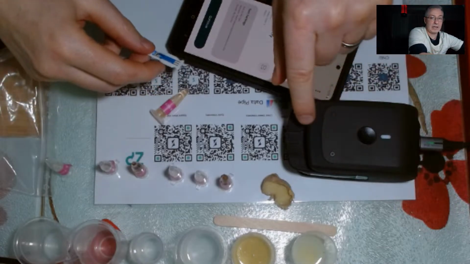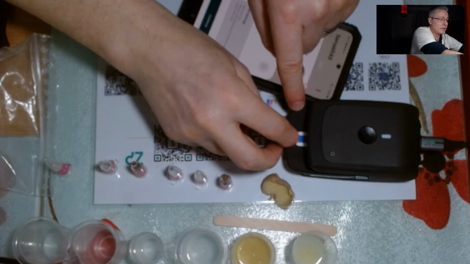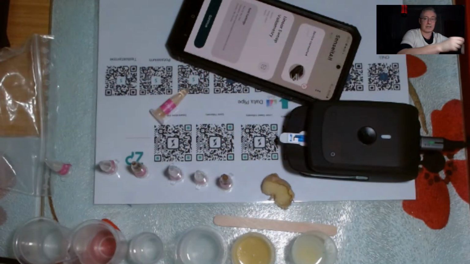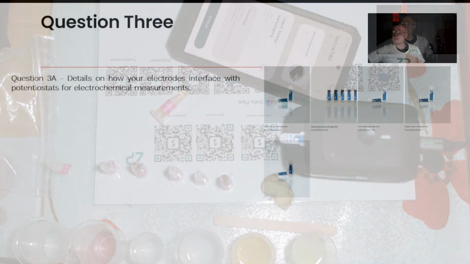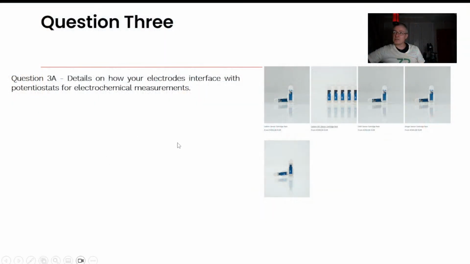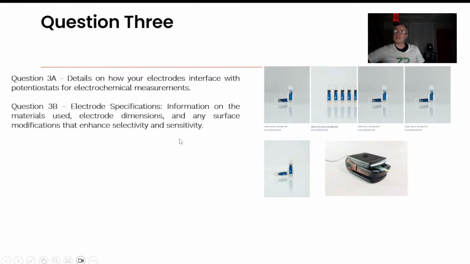It's not hard to align. I can literally just drop that in like that. That's locked in place. Click, done. So in fact, it is very easy to make electrical connection between the potentiostat and these kind of cartridge screen printed electrodes that we have. That's a real innovation, I would say.